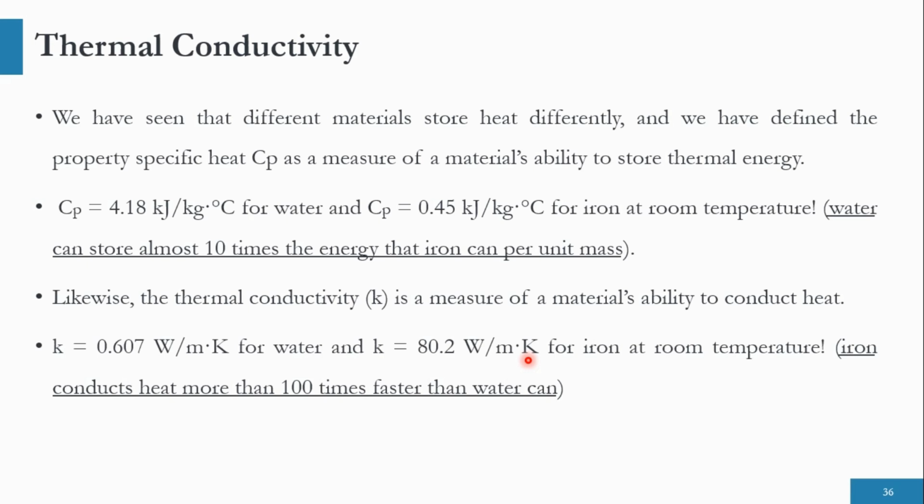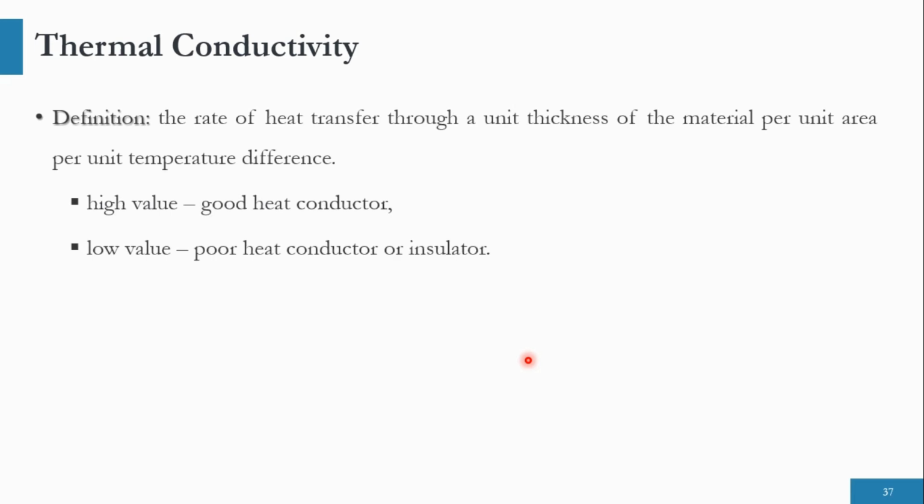material to conduct heat. So if we define the thermal conductivity, we can define it as the rate of heat transfer through a unit thickness of material per unit area per unit temperature difference. As you can see, we have represented it by watt per meter per Kelvin. The high value of thermal conductivity means that the material we are talking about is a good heat conductor, while the low value means that it is a poor heat conductor or insulator.